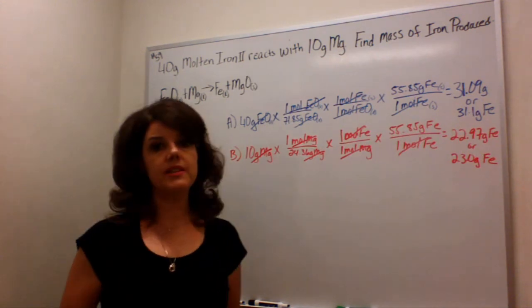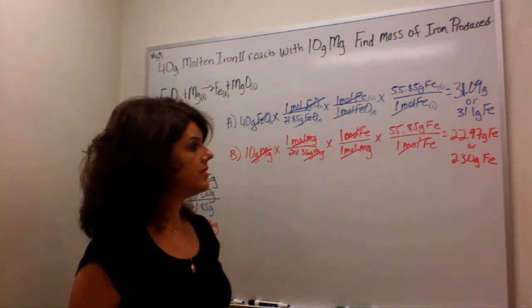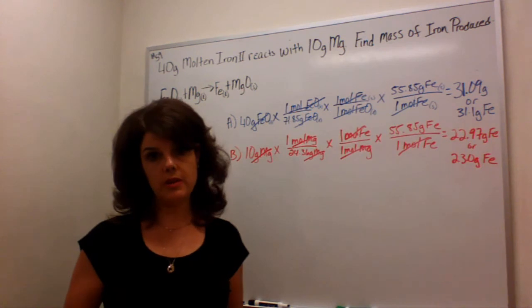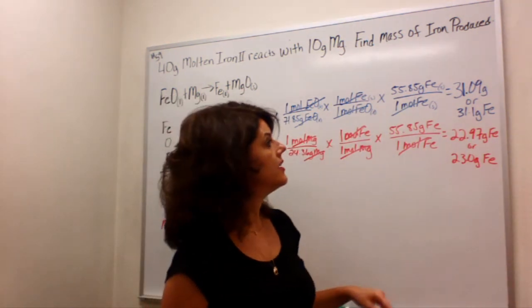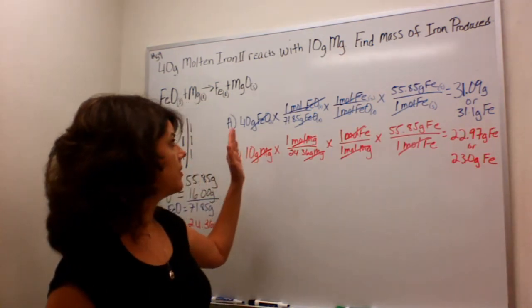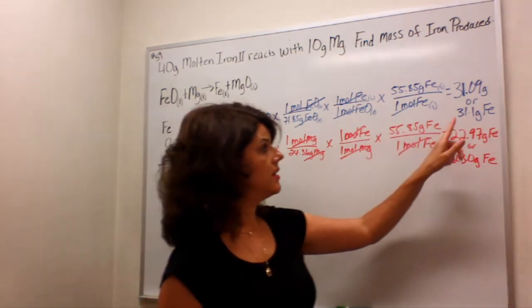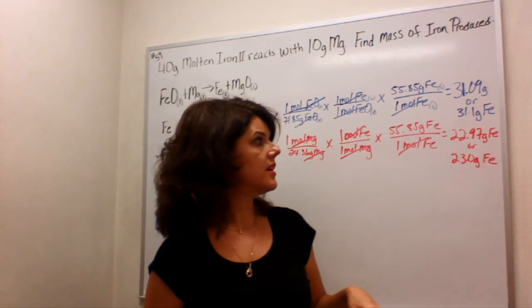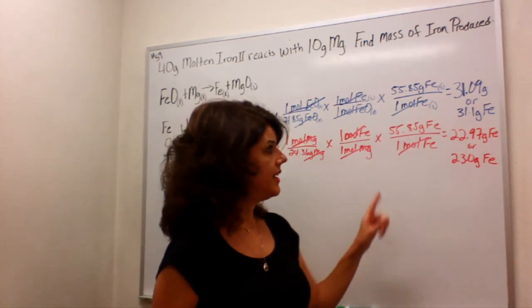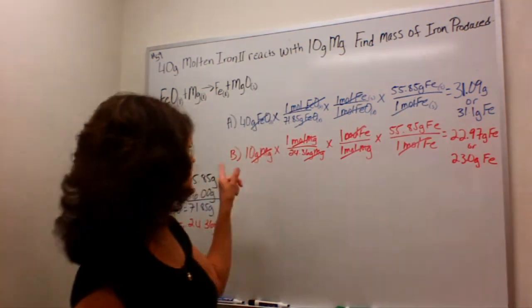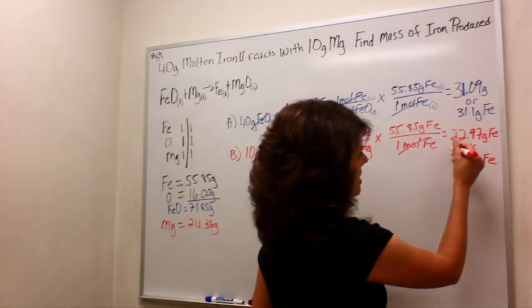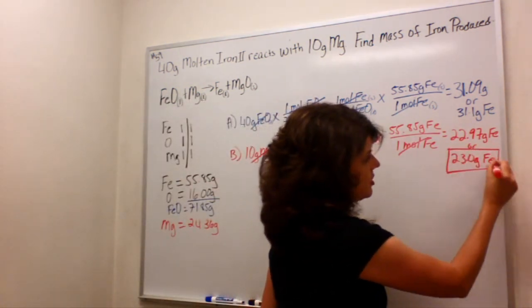Now we simply need to compare the iron produced from our 10 grams of magnesium, which came out to be 23 grams, to the iron produced from iron oxide, which is 31.1 grams. And since 23 grams of iron produced from the magnesium is the least amount, this has been determined as our limiting reagent.